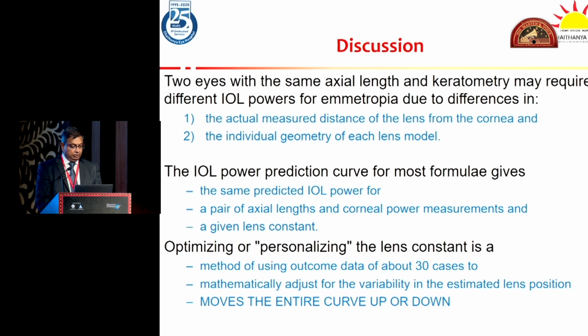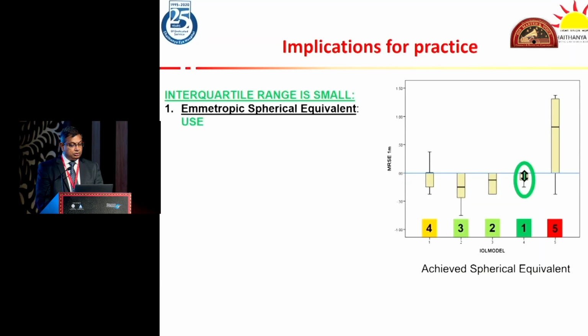So what we are doing when we are optimizing or personalizing the lens constants is to look at maybe data of 30 eyes and adjust for the variability in the estimated lens position by moving the entire curve up or down. So in this kind of situation where the interquartile range is small, the emmetropic spherical equivalent is close to plano, and then we just go ahead and use those lenses.